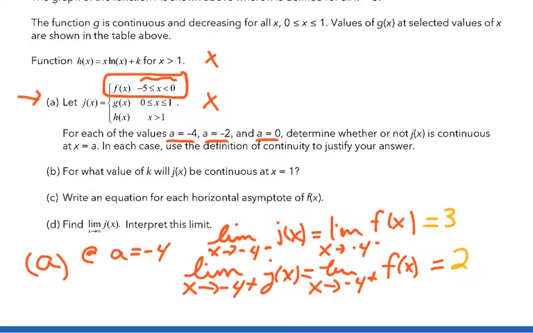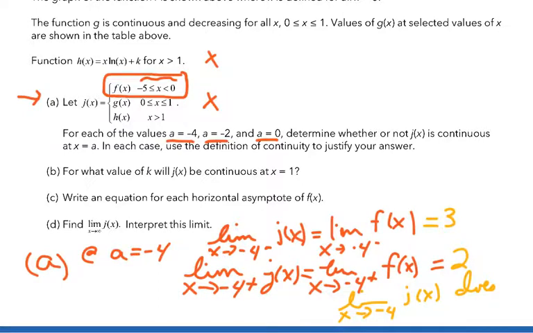So in answer to part A, we are discontinuous at A equals -4 because you could either say the limit as X approaches -4 of J of X does not exist, or you could say the limit as we come in from the left is not equaling the limit as we come in from the right. So we have a discontinuity on J at -4. All right, good to go.